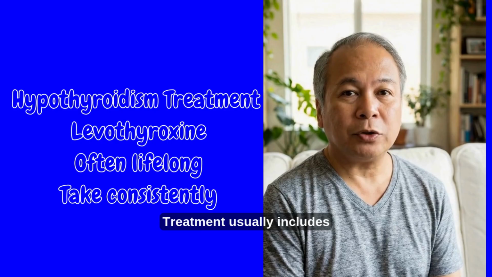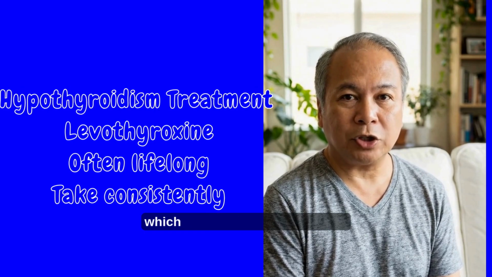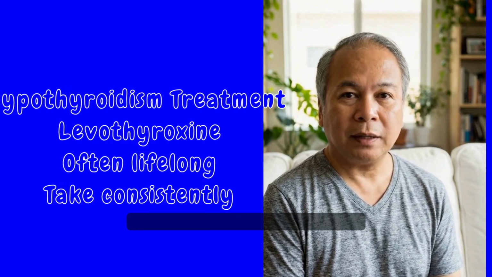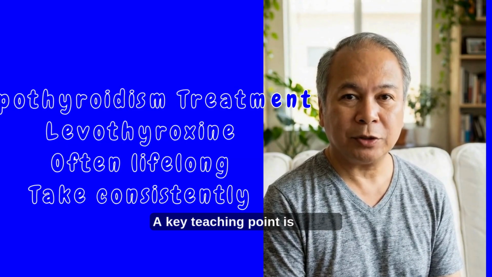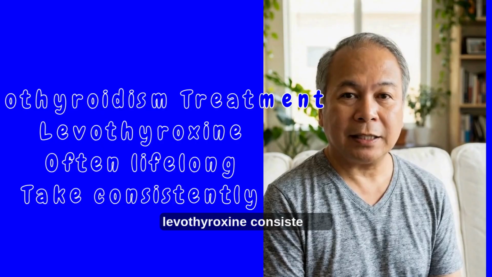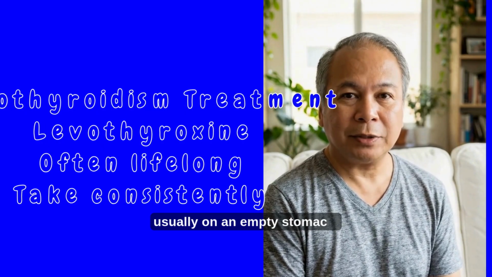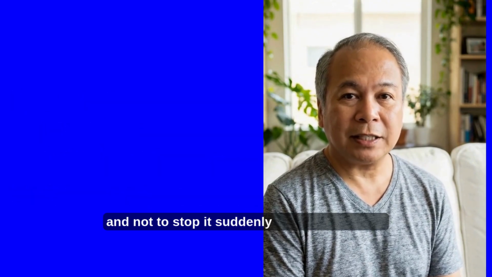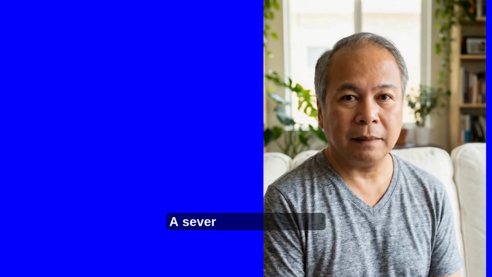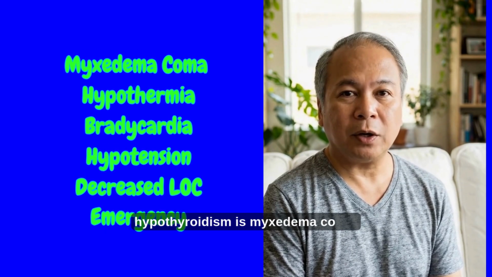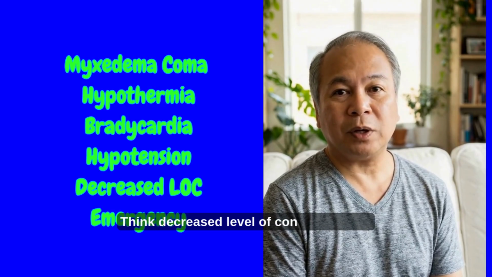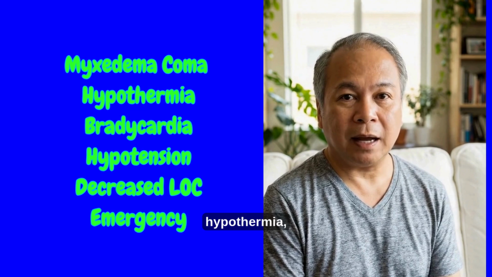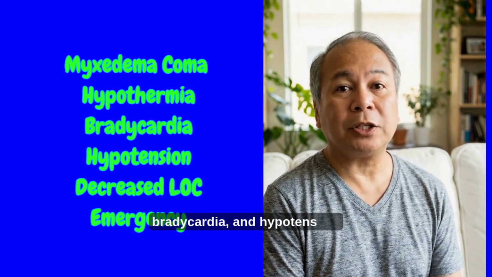Treatment usually includes levothyroxine, which replaces thyroid hormone. This medication is often taken for life. A key teaching point is to take levothyroxine consistently, usually on an empty stomach, and not to stop it suddenly without guidance. A severe complication of hypothyroidism is myxedema coma. This is a medical emergency. Think decreased level of consciousness, hypothermia, bradycardia, and hypotension.